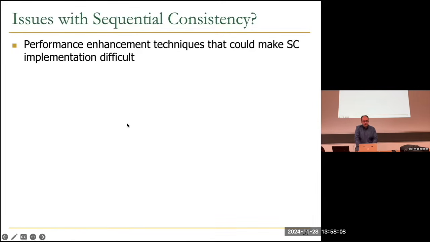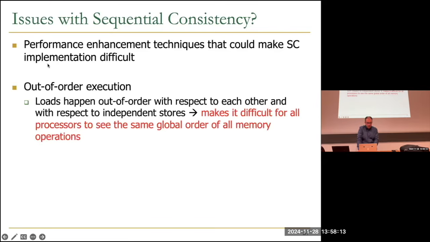So, performance enhancement techniques that could make a sequential consistency implementation difficult. Out of order execution is one example that I already mentioned, that loads happen out of order with respect to each other and with respect to independent stores. So loads usually happen out of order, right? This makes it difficult for all processors to see the same global order of all memory operations.